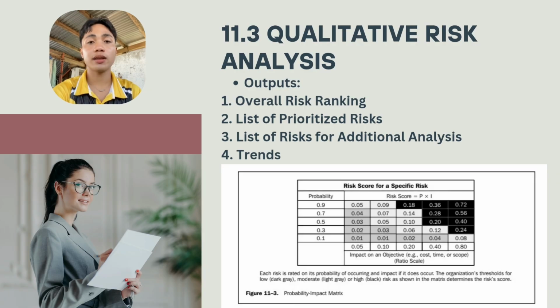Second, light gray or moderate risk. These are in the middle. We keep an eye on them for further analysis. And last one is the dark gray or low risk. These are low priority. We just list them down para dili makalimutan. But they don't need a lot of resources right now. So dinhi nato makita which risk go to the next step, quantitative analysis, and which ones go directly to our response plan.